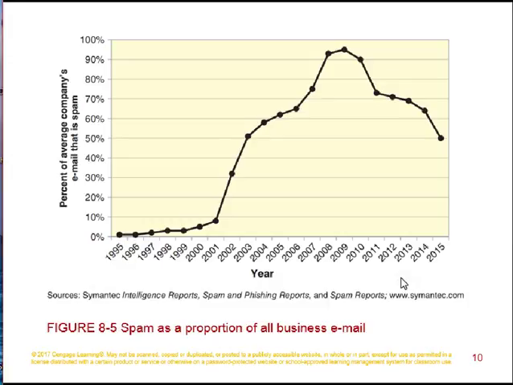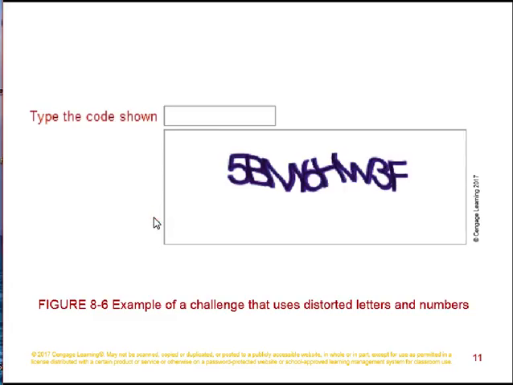And here we see spam as a proportion of all business email. And of course, 2009 was the worst year when about 95% of all business email was spam. These days it's trending down to about 50% of all business email is spam. And here's an example of a CAPTCHA challenge that is sent to make sure that you're not being sent emails from a spammer.